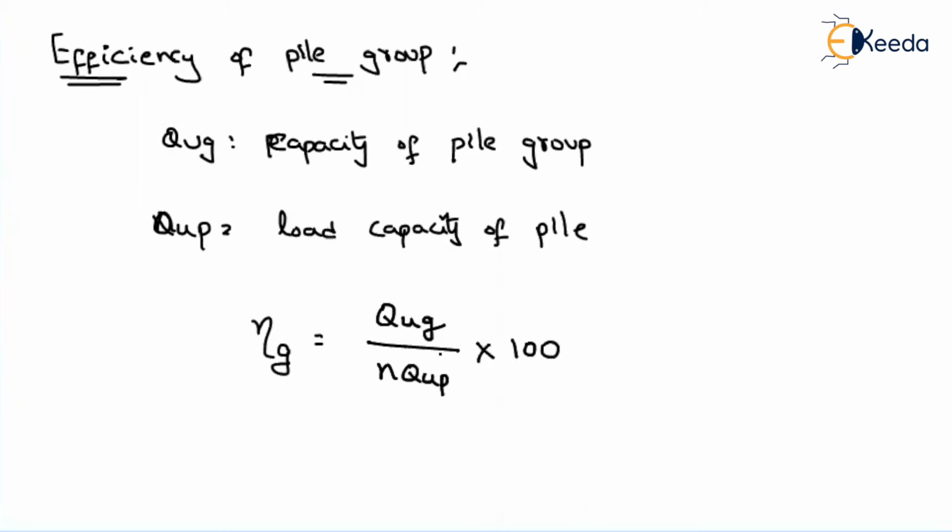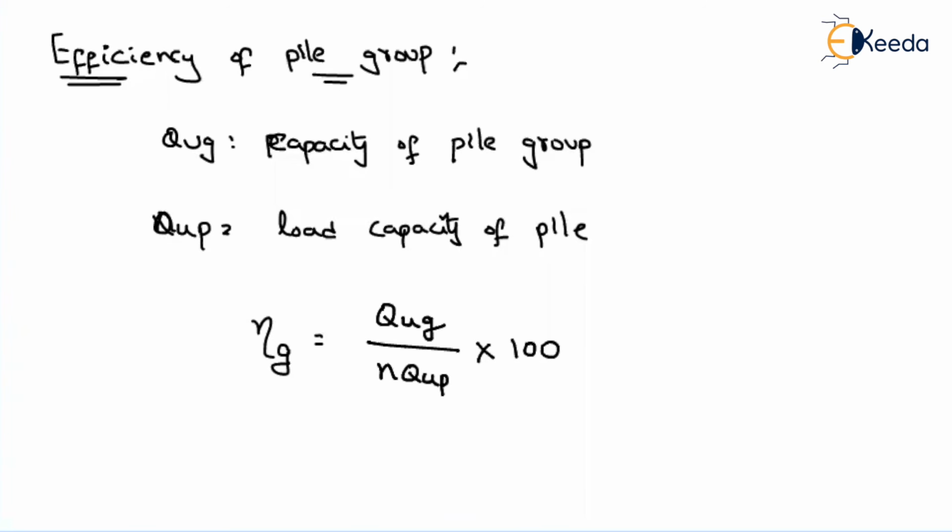Normally this ratio, the efficiency in general, comes out less than 1 only. But in some cases you may get greater than 1 also. That means the group action has more capacity than the single piles when the spacing between the piles is very less, and also depending upon the number of rows and the spacing of the piles. Depending upon all these parameters, your group pile capacity depends. So if the spacing between the piles is very less, then it is observed that the group pile capacity may be more than the single capacity of a pile.